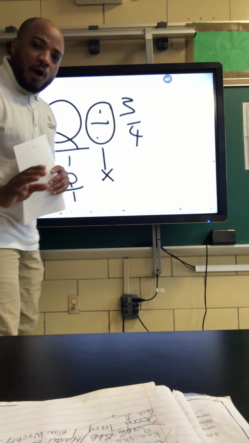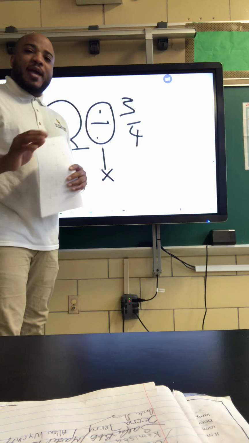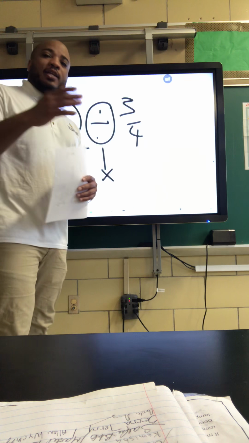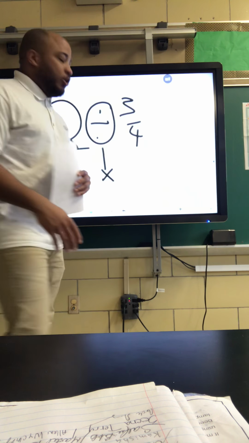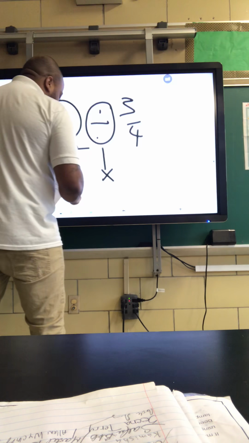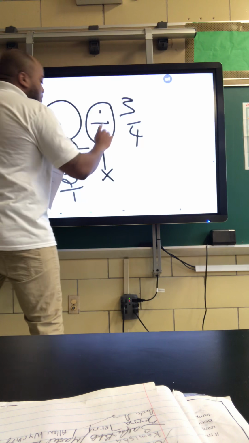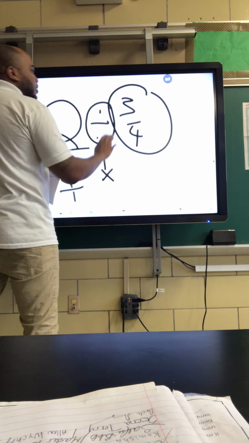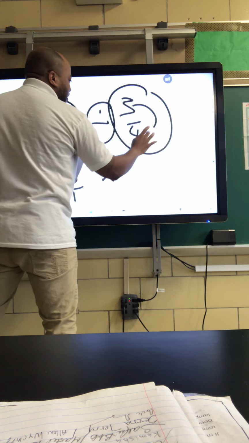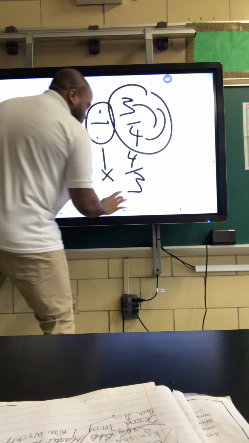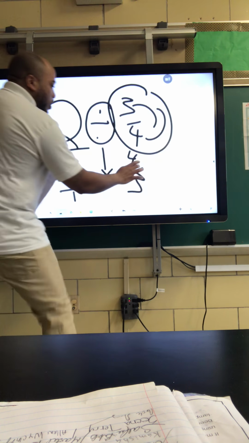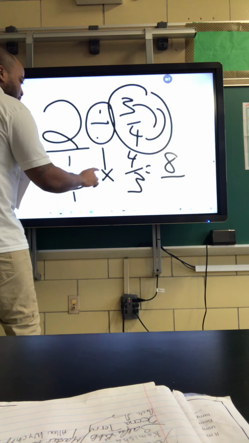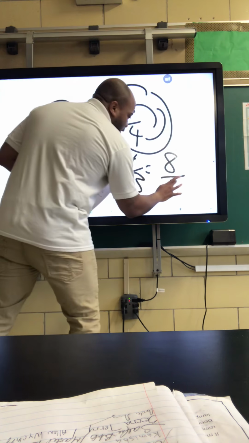Now, this is the part we have to remember. This is the part we have to get right, especially going forward with the next steps and actually the next type of equations we will do. You have to multiply 2 over 1 times the reciprocal of the second number. Our reciprocal here will be actually 4 over 3. So we have 2 times 4, which equals 8. And we have 1 times 3, which equals 3.